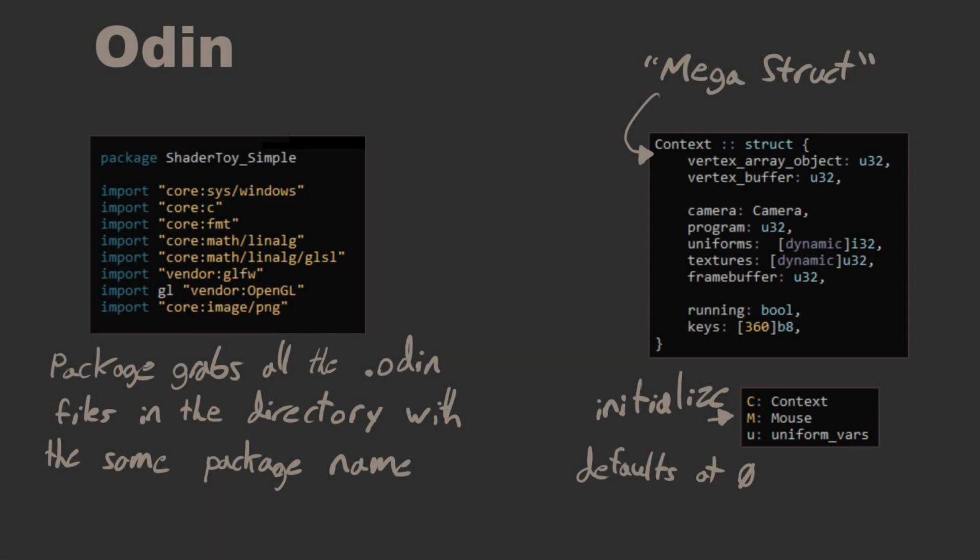Just a quick intro of Odin. A package is just grabbing anything in the file directory that has the same package name. Imports are just library imports. Structs in Odin are the same as C structs.